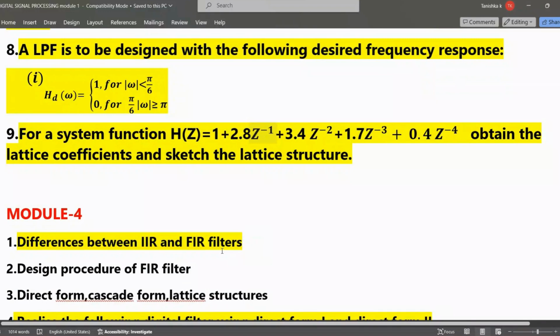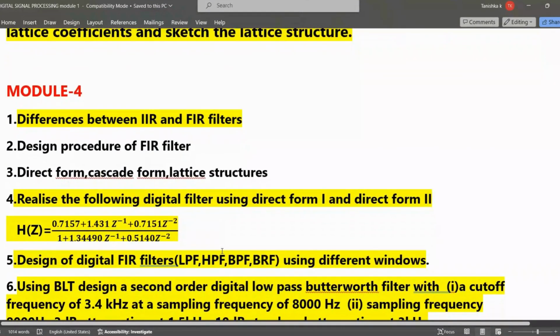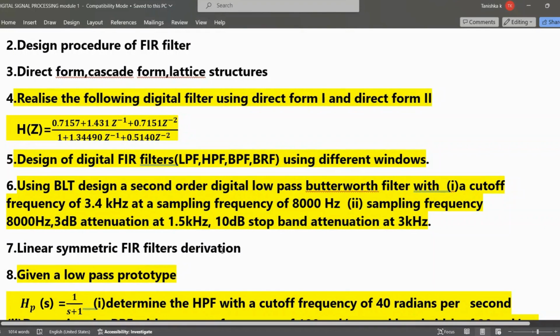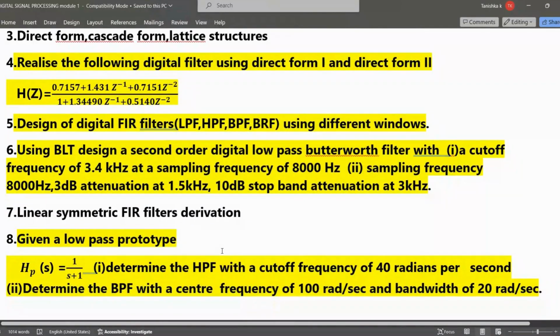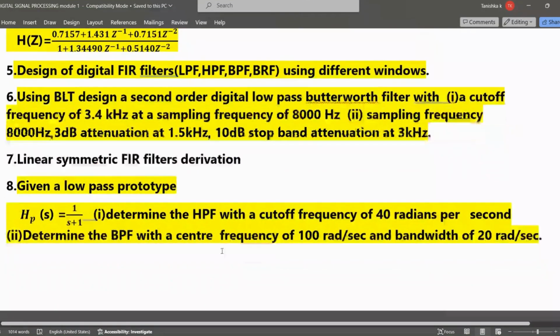The fourth module is also similar to this. Differences between IIR and FIR filters, design procedure for FIR filter, cascade form, direct form, lattice structures, realizing using direct form 1 and direct form 2, and the same for low pass filter and high pass filter problems.